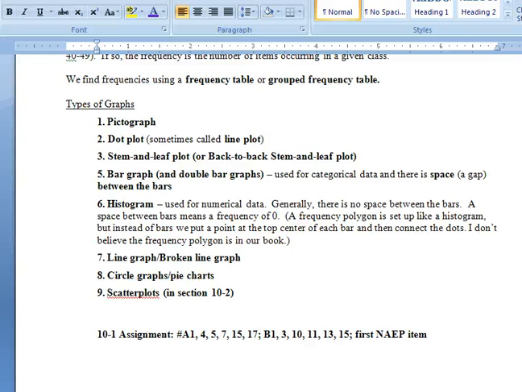Histograms are used for numerical data. They're similar to a bar graph, but a bar graph is used for categorical data. I'll be doing an example of a histogram. We have circle graphs. In the next video, I'll be doing an example of a circle graph. Line graphs and scatter plots will be in section 10.2.